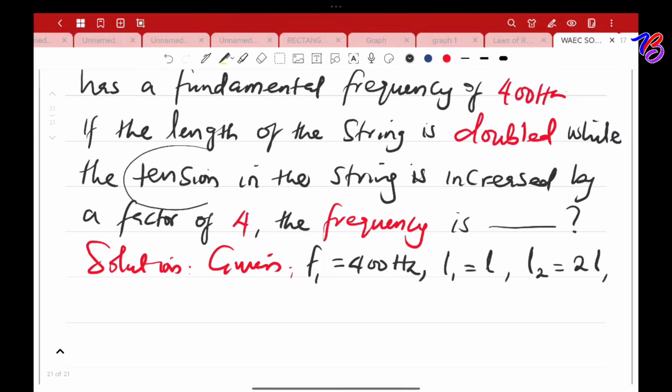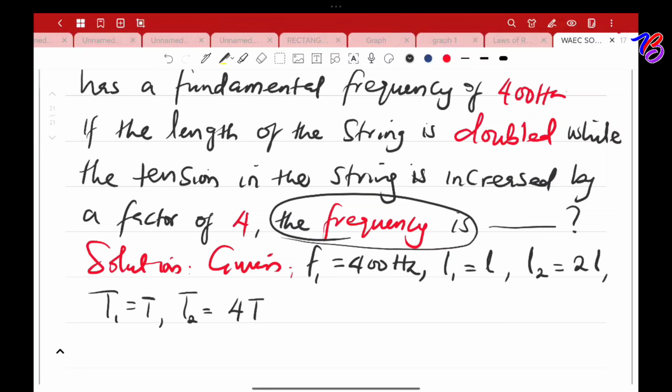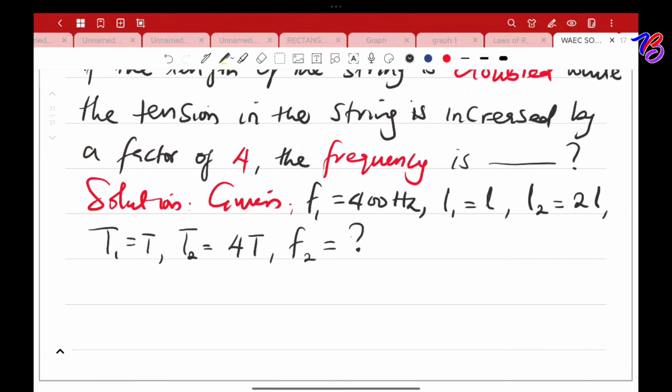The third triune component is tension in the string increased by a factor of 4, meaning we're still going to have T1 to be T, and then T2 to be 4T. Are you following? So you can see that our triune components are complete. The frequency F2 is unknown. So we have frequency, we have length, we have tension, the triune components of this question.